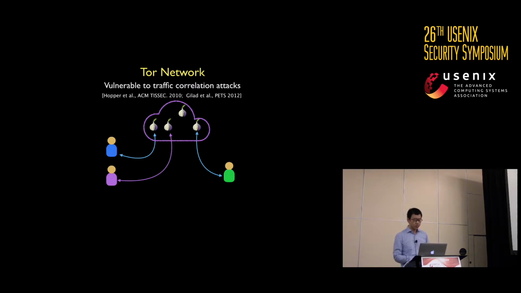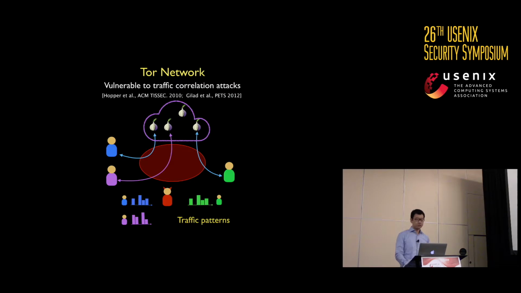Another example would be the traffic correlation attack. Suppose that the attacker can observe the traffic that enters and exits the Tor network. It can then potentially observe the traffic patterns on many links, and by correlating the similar traffic patterns on different links, link the source with the destinations and break the unlinkability property of the Tor network.